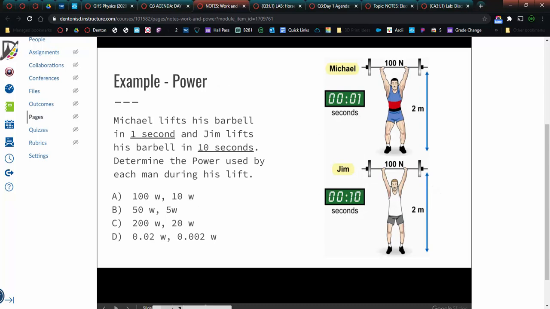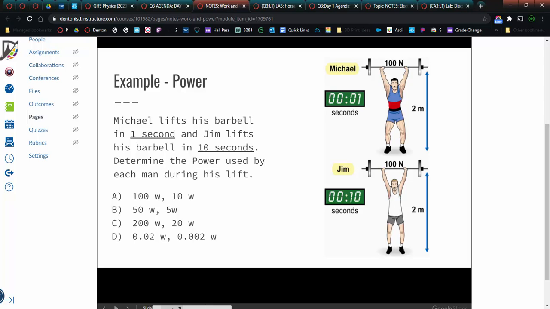So, let's take a look at power. Michael lifts his barbell in 1 second, and Jim lifts his barbell in 10 seconds. Determine the power used by each man during his lift. So we're kind of back to old Jim here. Jim lifted a 100 Newton barbell 2 meters, but Michael also lifts a 100 Newton barbell 2 meters.